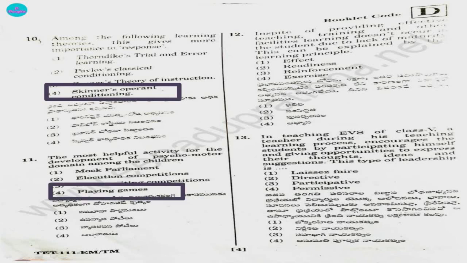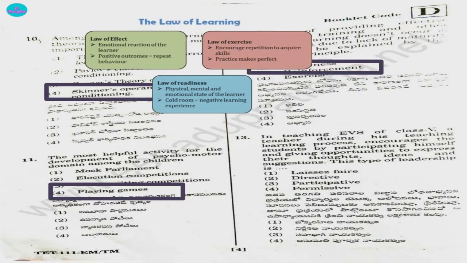Question number 12. In spite of providing effective teaching, training and other facilities, learning does not occur in the student due to lack of maturity. This can be explained by the learning principle. Option 1 effect, option 2 readiness, option 3 reinforcement and option 4 exercise.